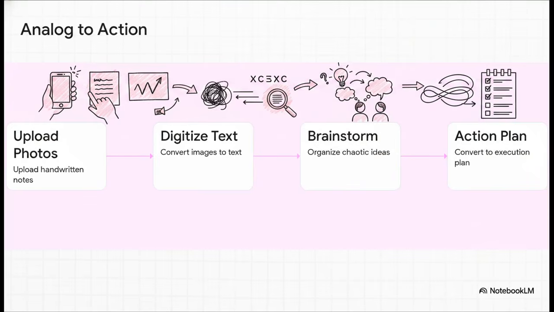It even handles the messy, analog parts of your life. Snap a photo of your chaotic whiteboard or scribbled notes from a meeting and upload it. The AI digitizes it into searchable text. Spend 20 minutes brainstorming with it, and then, instead of just walking away, prompt it to convert that chaotic brainstorm into a highly organized, step-by-step execution plan. You literally go from a messy photo to a concrete task list in minutes.